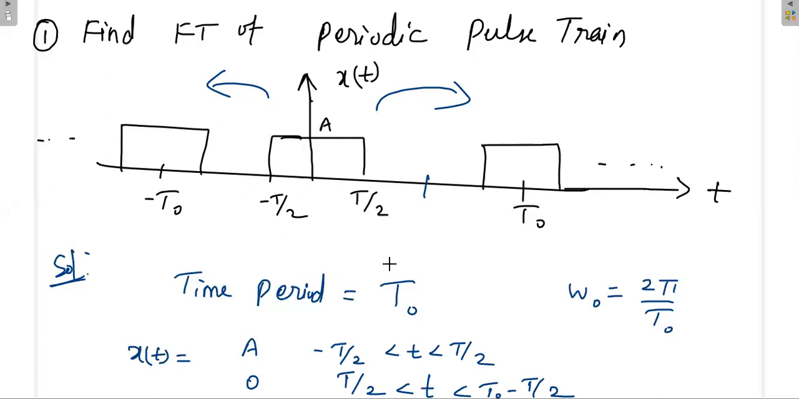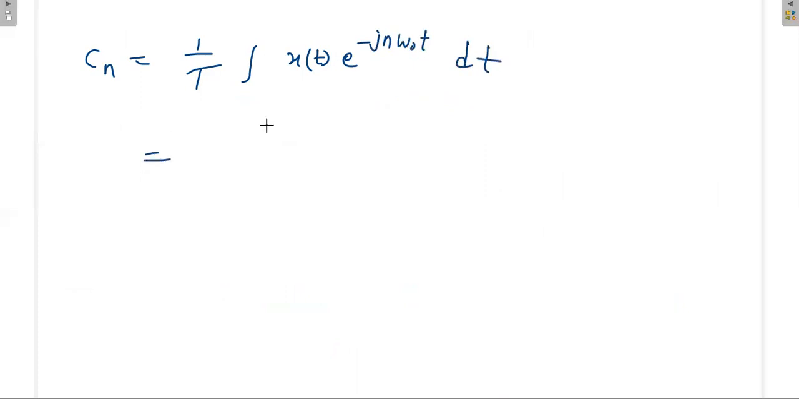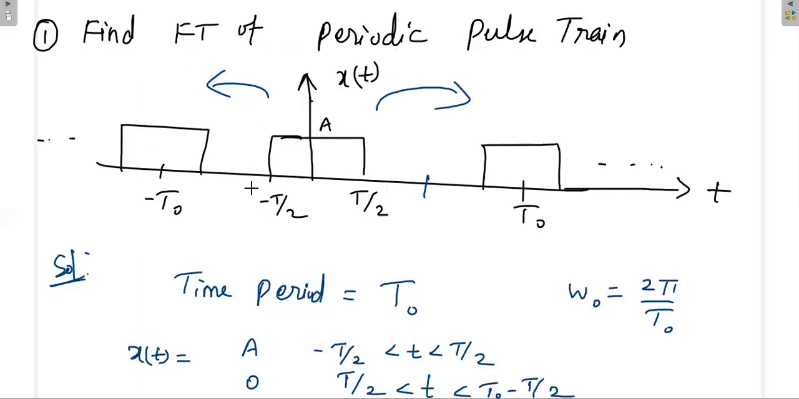Once you apply the Fourier series, first of all, we'll calculate the Cn. Cn is equal to 1 by T summation x of t e power minus jn omega naught t dt. Again, for simplicity, we'll apply the limit from here to here, so from here to the middle one limit, from the middle to here another limit.